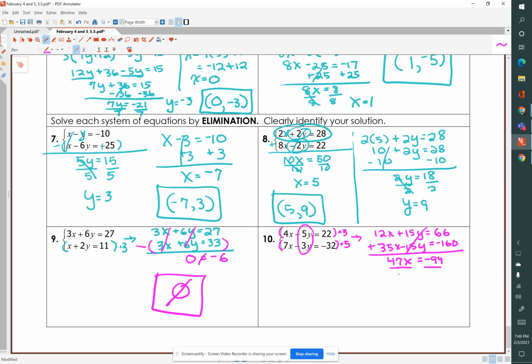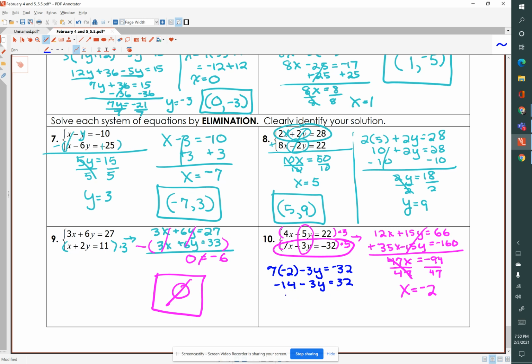And I'll divide both sides by 47. And x equals negative 2. And then I'll substitute for x in, let's use the second equation. I better change the color. So I'm going to have 7 times negative 2 minus 3y equals negative 32. So that would be negative 14 minus 3y equals negative 32.